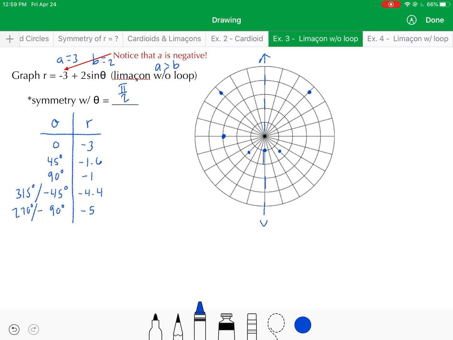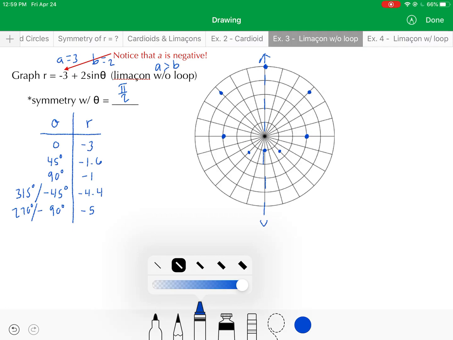And lastly, if I plugged in 270 degrees or -90, I should end up with an R value of -5. So sweep out your 270, go 5 units onto the opposite side of that terminal angle. It places you right here. And just now realizing I never reflected my initial point, I should have another right here as well.